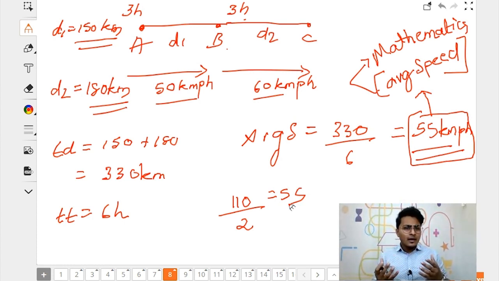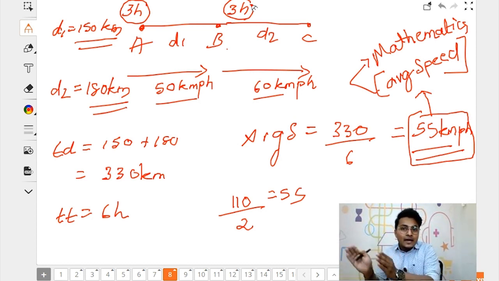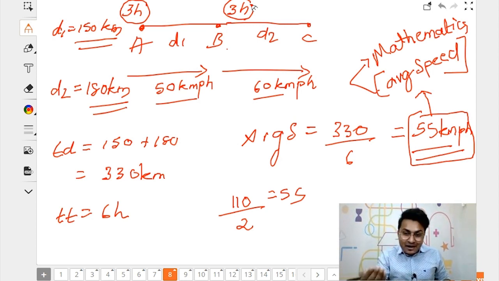Now you must be thinking, how did this happen? Because I already told you, you cannot consider it as a mathematical average. Guys, this happened because of only one reason. That reason is that the time taken by the person was the same in both the scenarios. So whenever you get a question which gives you the same time taken by the person, you don't have to do such a long numerical, such a long derivation at all to find the answer. Just take the mathematical average.